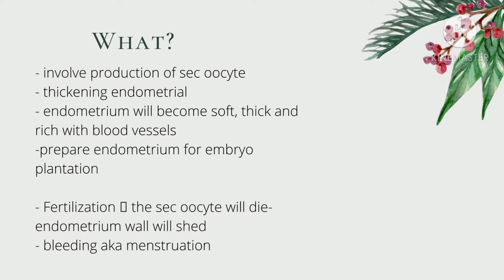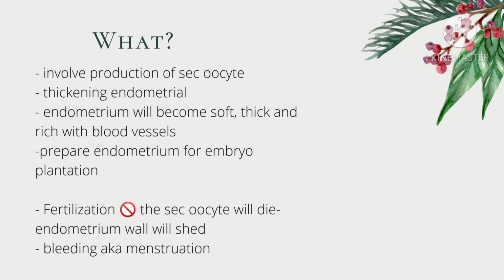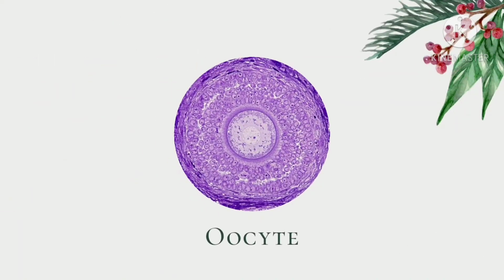If fertilization does not take place, the secondary oocyte will die, and the endometrium wall will shed. This will lead to bleeding, also known as menstruation. So this is how oocyte looks like.